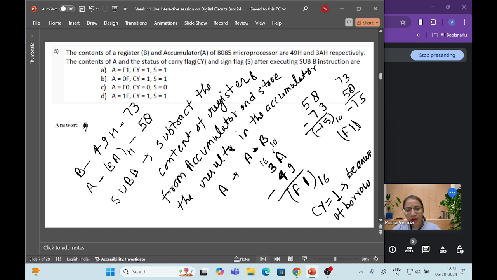And the sign bit, I can write here, the sign bit is also 1. Why? Because the result is negative. So the sign bit is set to 1. Then what is the content of the accumulator? That is F1. Carry bit will be 1 and sign bit is also 1.